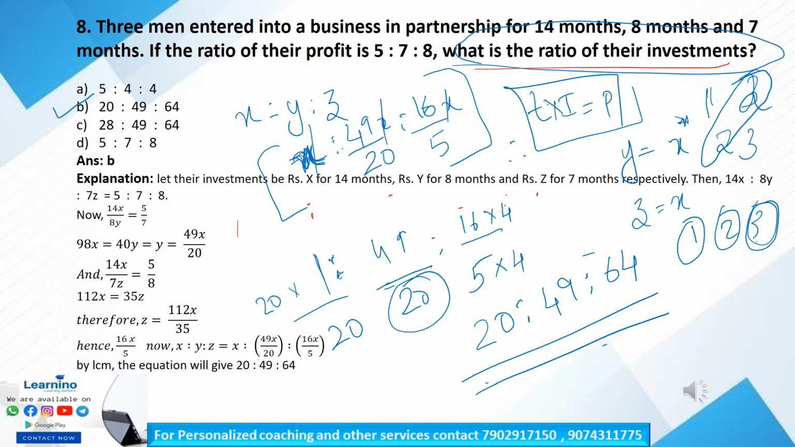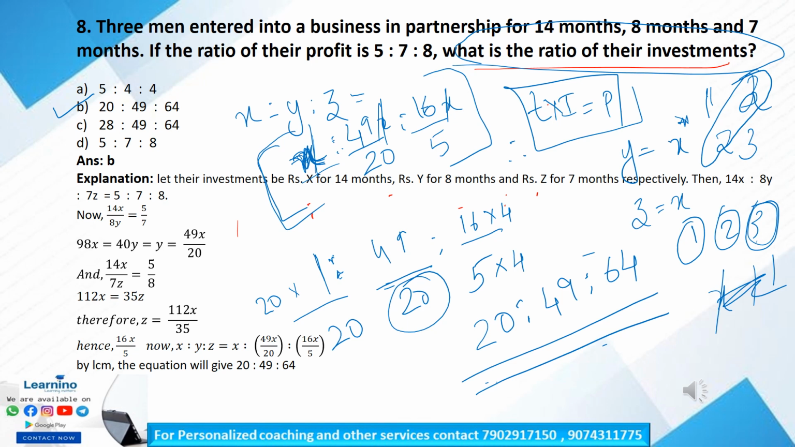Here I have converted all terms in terms of x, so that we can cancel all the x in the ratio and we will get the final equation like that. So we got x is to y is to z as x is to 49x by 20 is to 16x by 5. All the x's cancel each other. Then we take the LCM of this fraction, so that we have got the final answer.